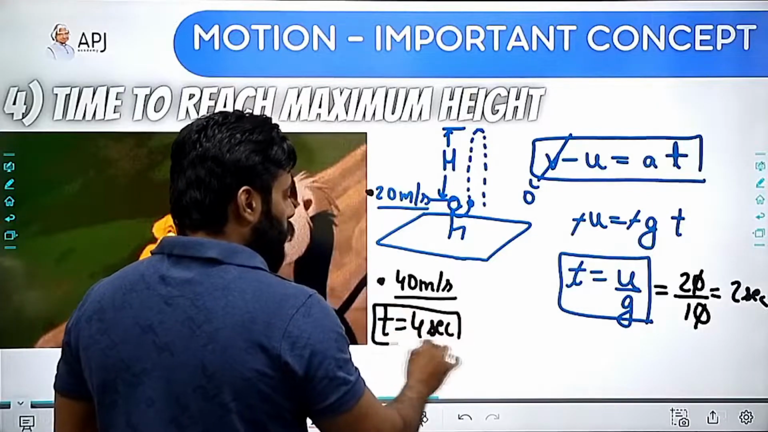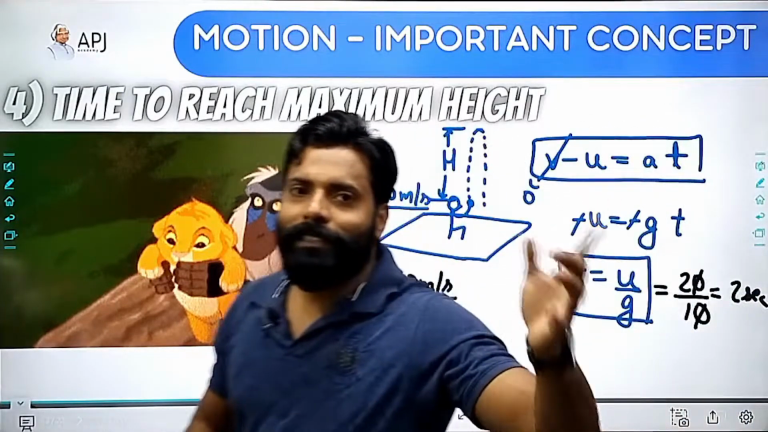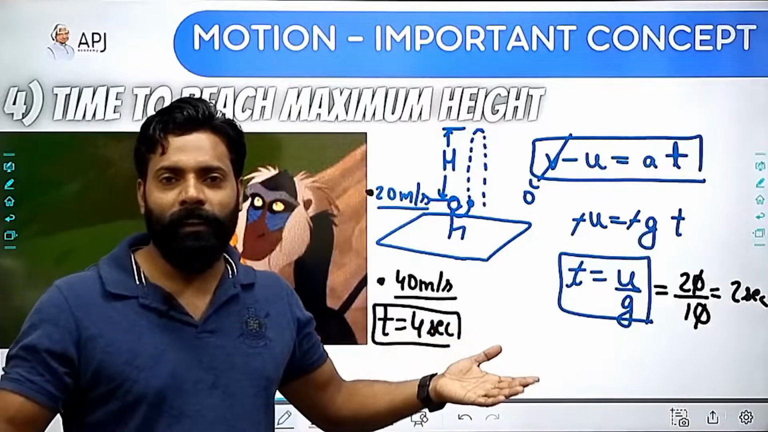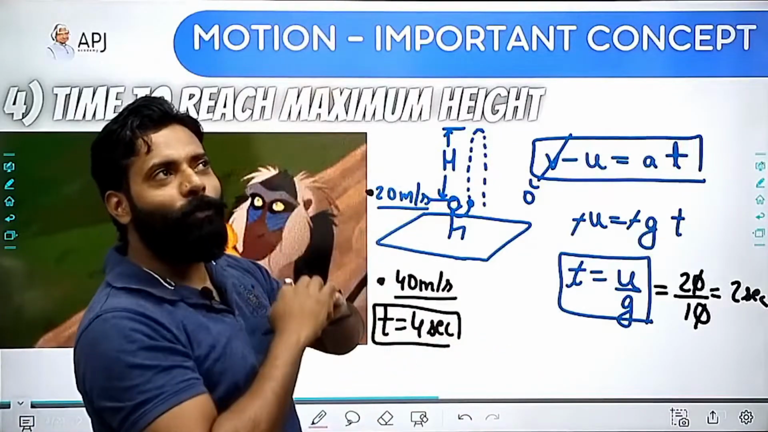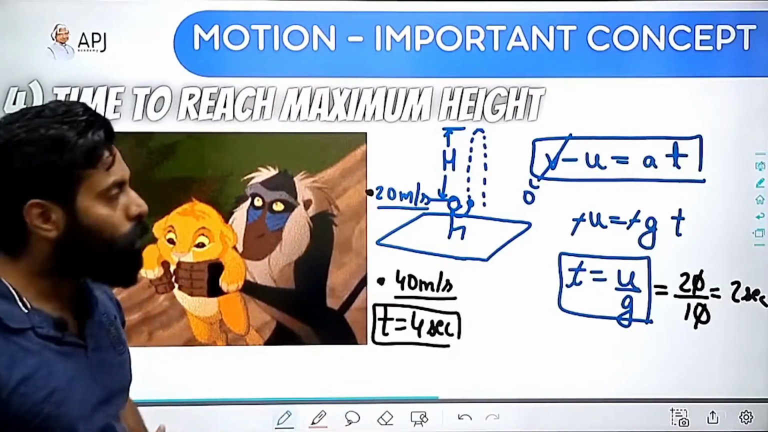4 seconds. What if I am throwing the ball with 60 meter per second? Then you are saying, sir, 6 seconds. Sir, it's so easy. I am throwing the ball with 10 meter per second, 1 second up.